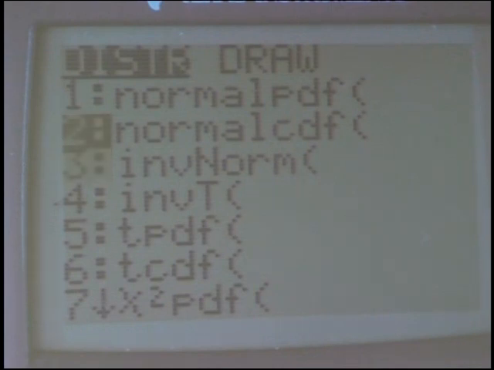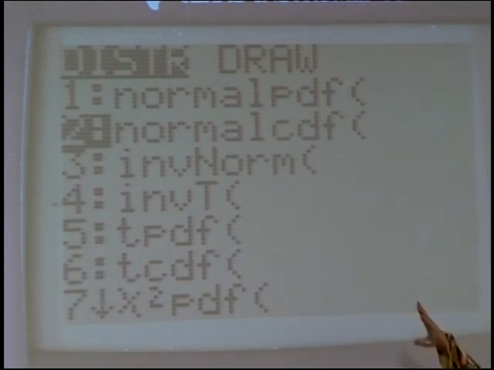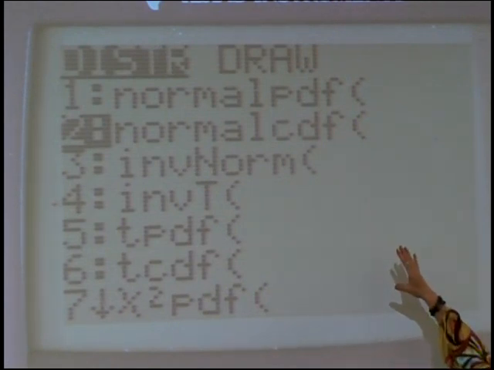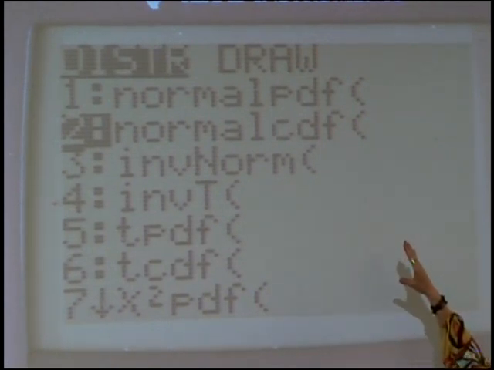You're going to go down to normal CDF. The continuous functions work a little bit different than the discrete ones. Remember with the binomial there were two different functions that we could use to find probabilities, but they work differently. With the normal, if you want to graph a normal curve, and you'll see this on the handout, you'll use normal PDF. But if you want to find a probability, you automatically go normal CDF.